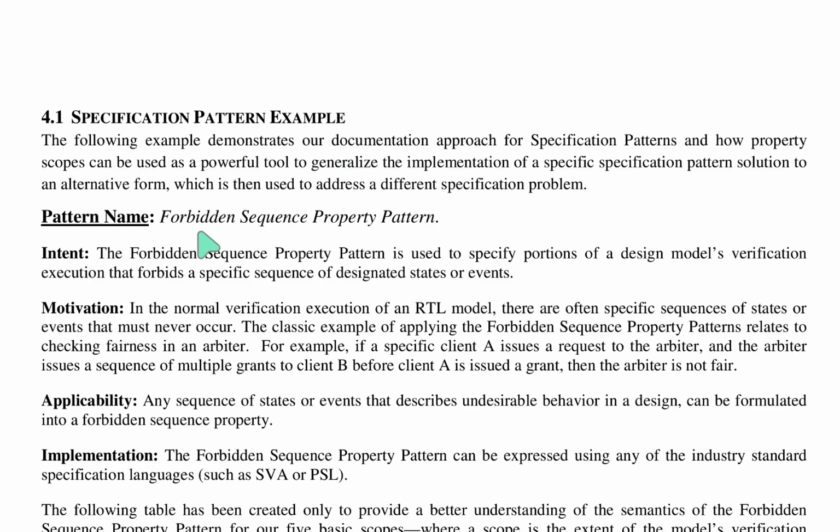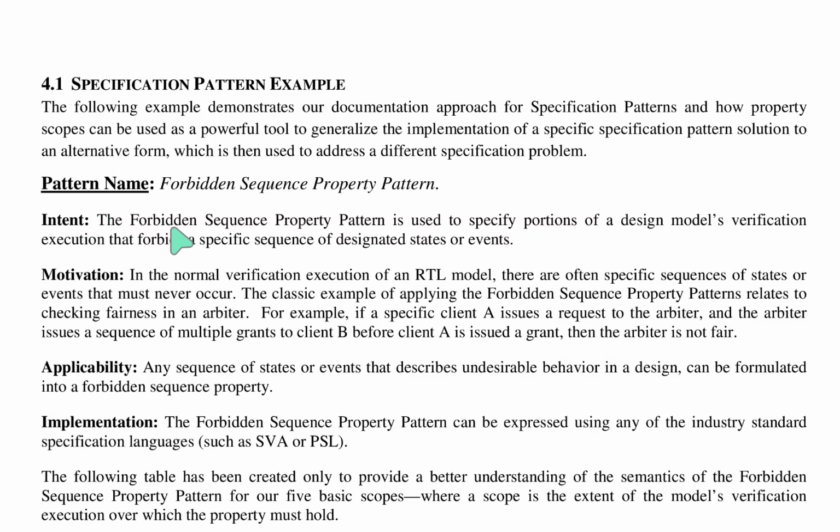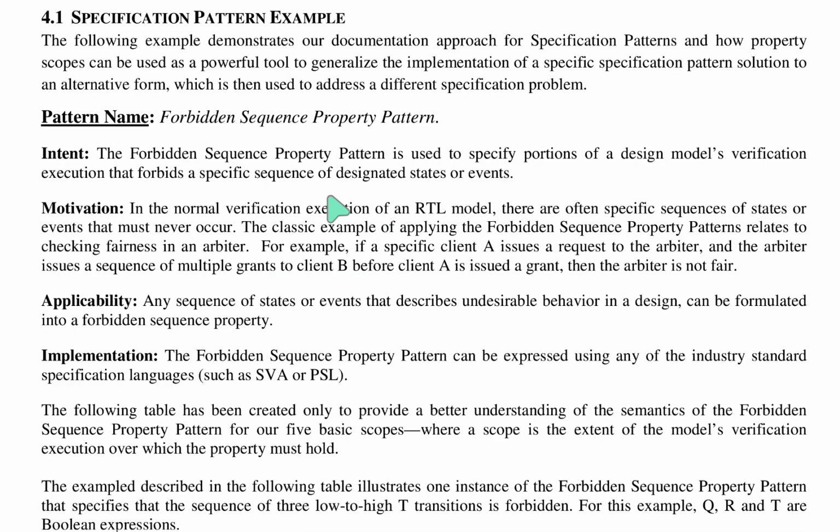Pattern name: forbidden sequence property pattern. Intent: the forbidden sequence property pattern is used to specify a portion of a design model verification execution that must not provide a specific sequence of designated states or events.